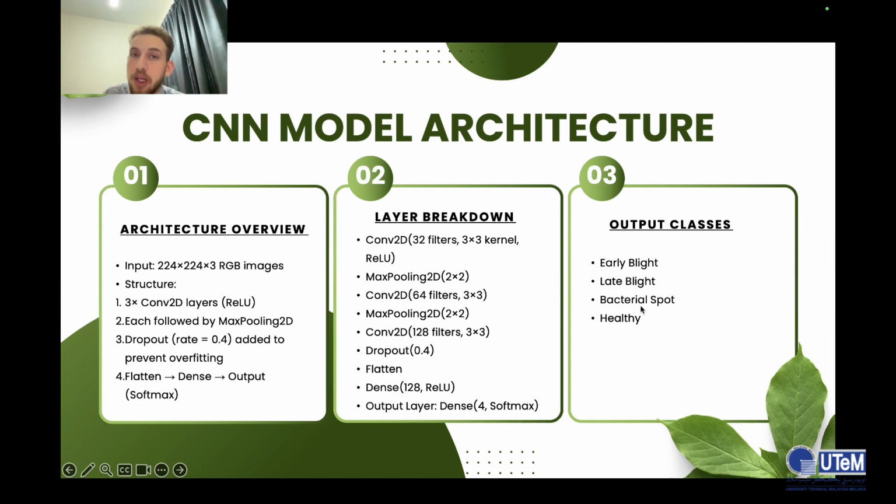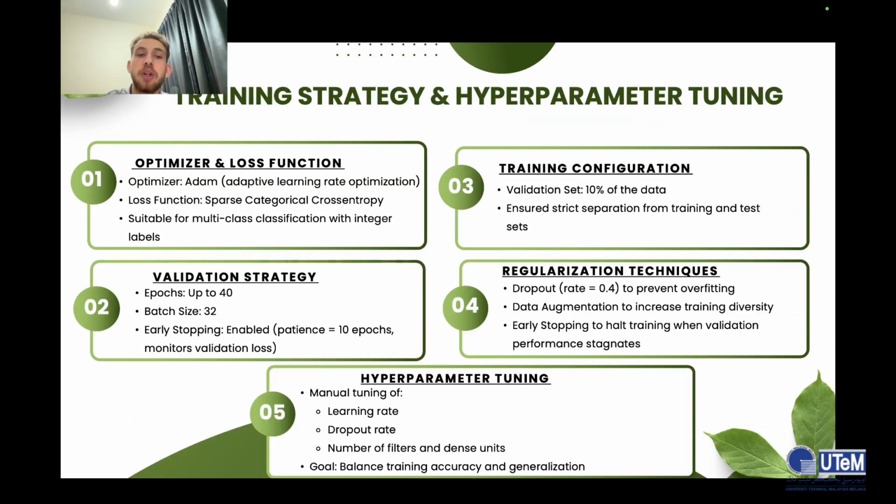The third section talks about the output classes. Our output classes, as I mentioned in the second slide, are early blight, late blight, bacterial spot, and healthy. The optimizer and loss function. The optimizer we use is Adam for adaptive learning rate optimization, and the loss function is sparse categorical cross-entropy, suitable for multi-class classification with integer labels, especially instead of one-hot vectors.